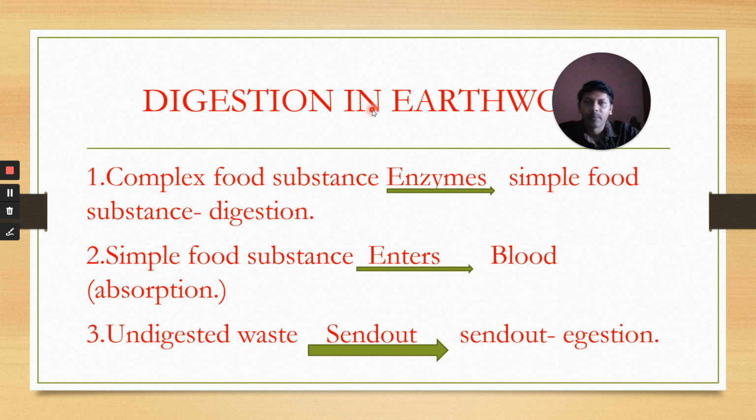Now see the process of digestion here. The complex food substances are converted to simple food substances by the action of enzymes. This process is called digestion. Simple food substances enter into the blood. This process is called absorption. Undigested food is sent out. This process is called egestion. Okay, that's the end of the digestive system of earthworm.